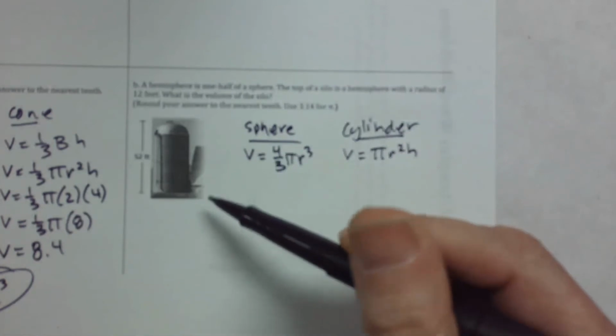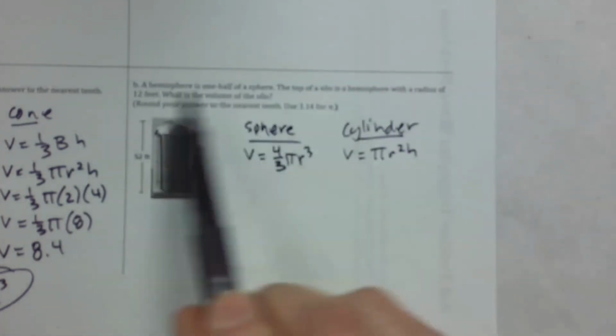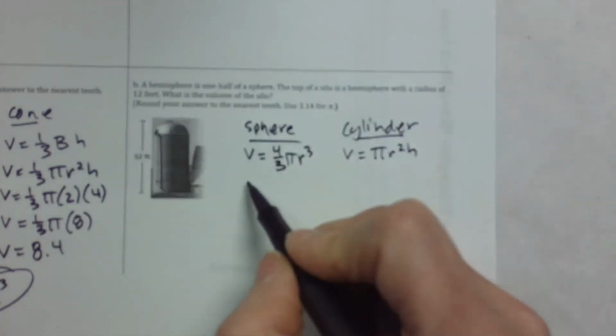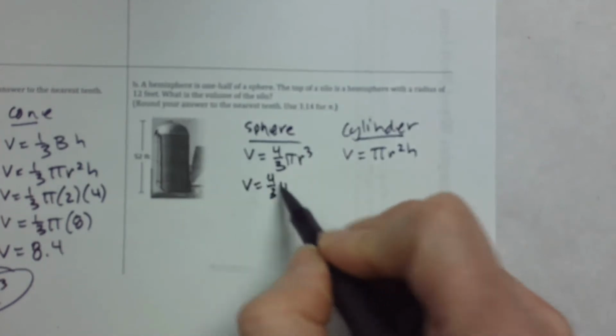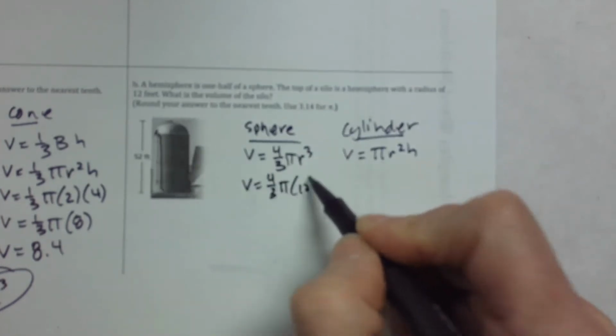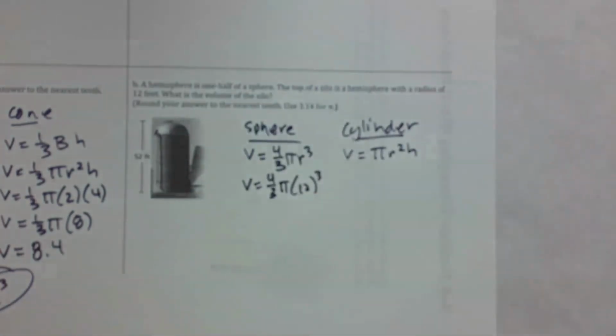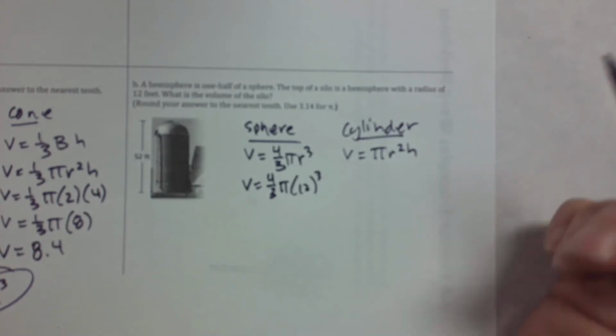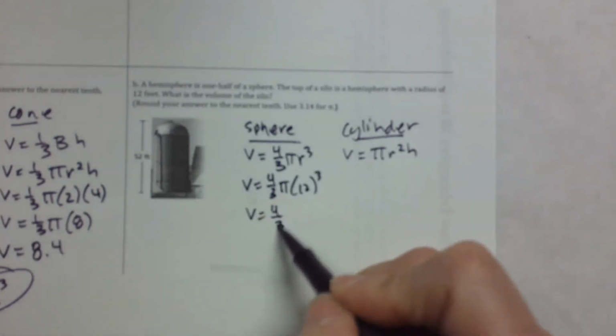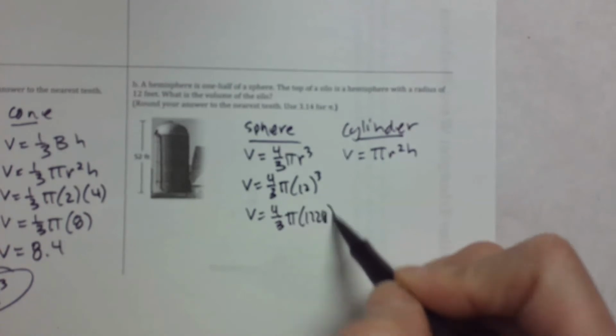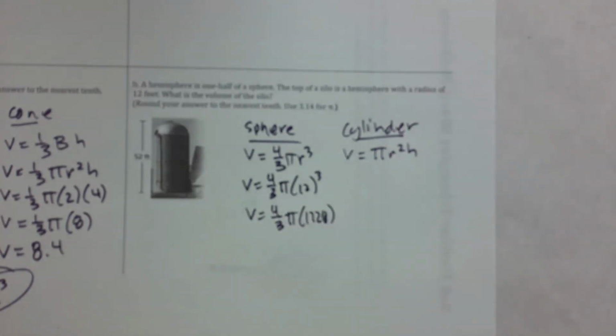All right, so let's take a look at this. Top of a silo is a hemisphere with a radius of 12 feet. So my sphere is going to be V equals 4/3 pi. It's got a radius of 12. So I'm going to do 12 cubed. And it's giving me radius, not diameter. So I'm going to do 12 cubed, and I get 1728. And I'm going to do 1728 times 3.14 because that's what they're asking me to use for that. I'm going to multiply that by 4 and then divide it by 3.